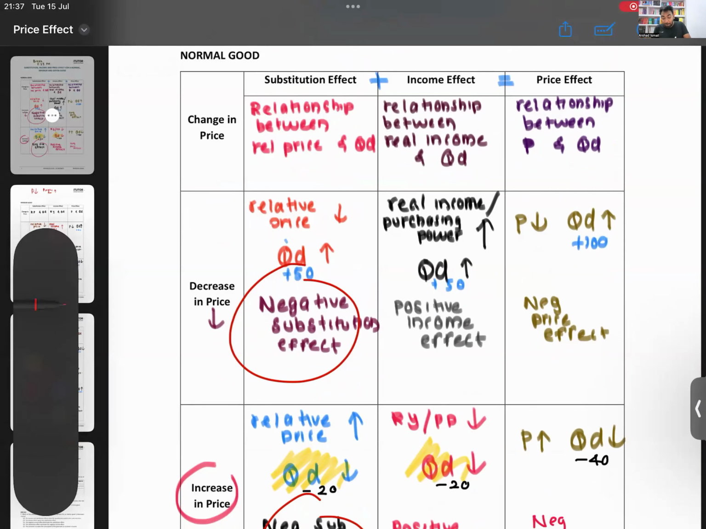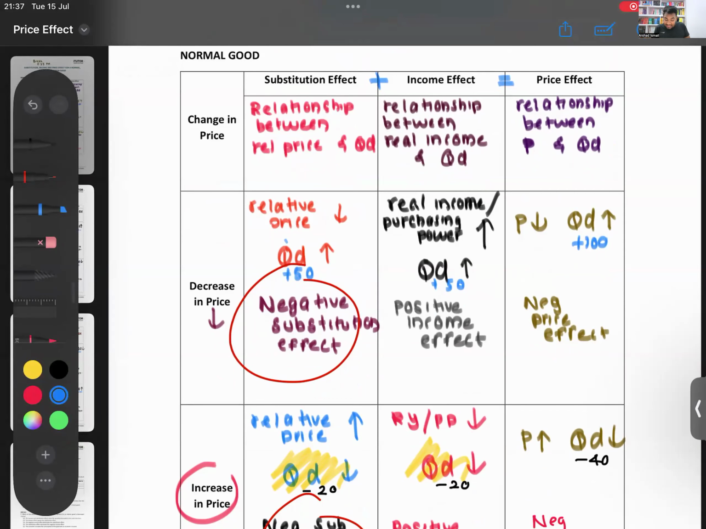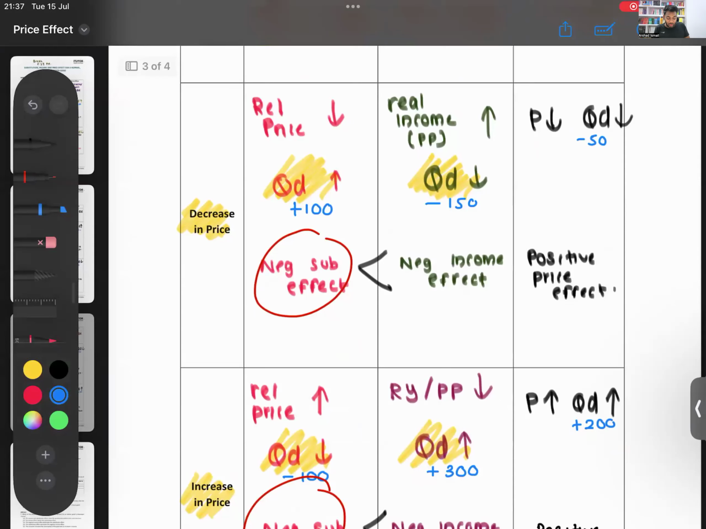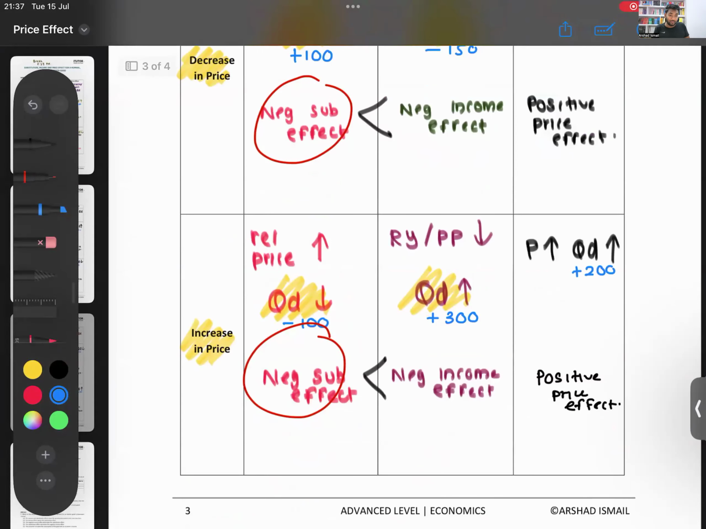Then price effect is positive only for Giffen goods, meaning Giffen goods go against the law of demand. Price effect is positive only for a Giffen good. For a normal good, it is negative, it complies with the law of demand. For an inferior good also it's negative, it complies with the law of demand. Cool? Right.